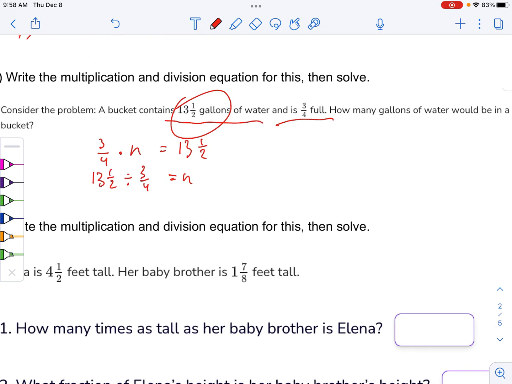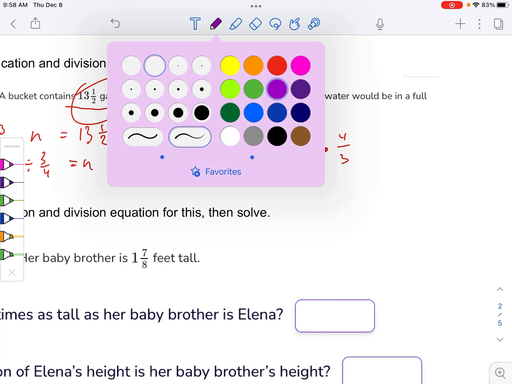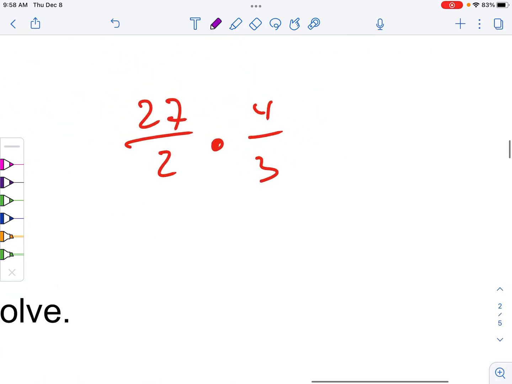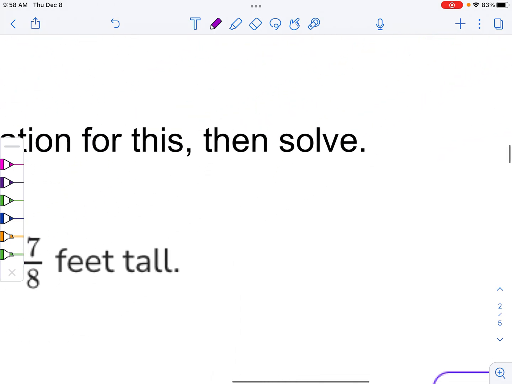So 13 and a half, make it improper. 13 times 2 plus 1, I should end up with 27 over 2. Divided by 3/4. I'm going to keep my first number. I'm going to change it to multiplying. I'm going to flip the second number. Ooh, look at the cross simplifying we can do here. This is beautiful. 4 over 2 is equal to 2 over 1. 27 over 3 is equal to 9 over 1. 9 times 2 is 18. 1 times 1 is 1. My answer is 18.